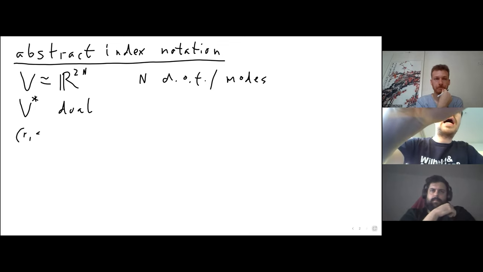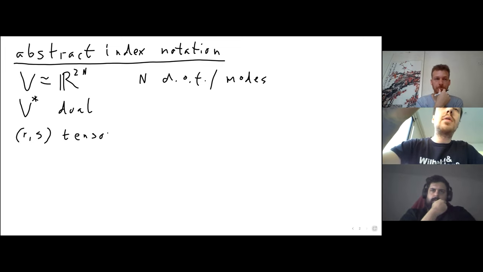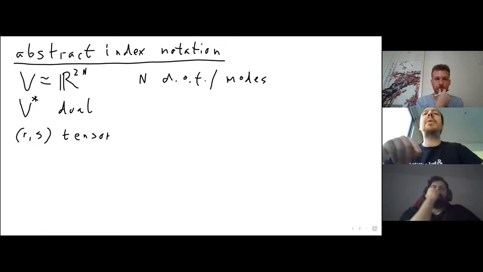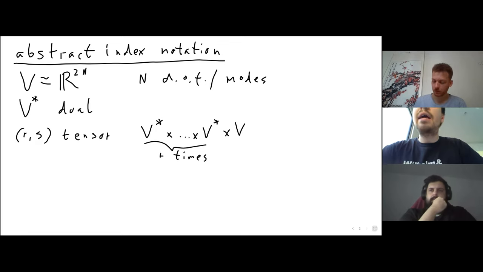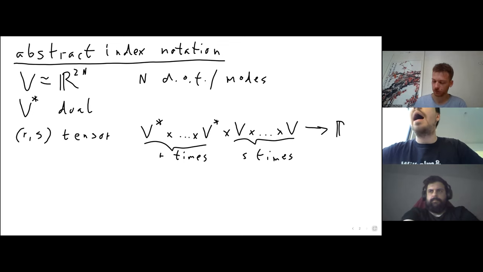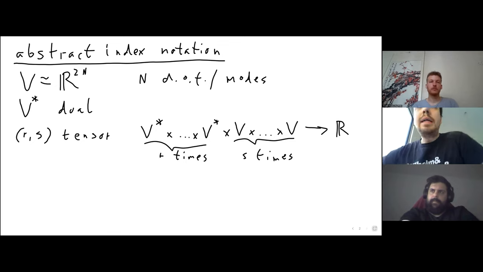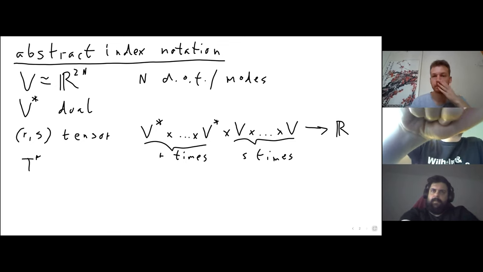Well, the spaces of (r,s) tensors. And what is an (r,s) tensor? Well, it's a multilinear map. Namely, it's taking the dual vector space r times and taking the vector space itself s times, and we want to have a map to R. And we want it to be multilinear, so it should be linear in each component. So it's an object that eats r dual vectors and s vectors and spits out a real number in a linear way. Now, the space of such tensors is often written T^r_s(V).